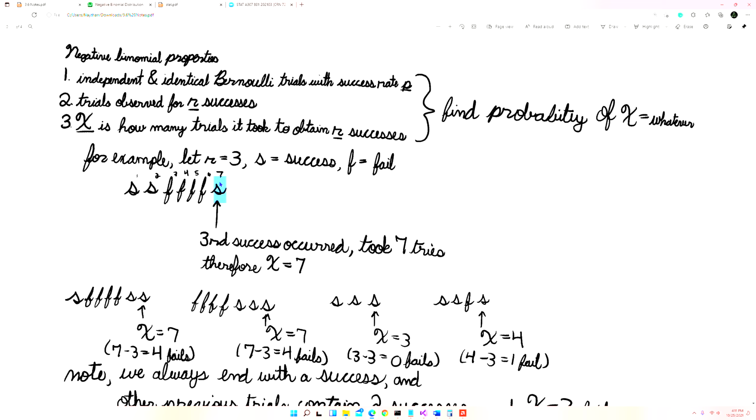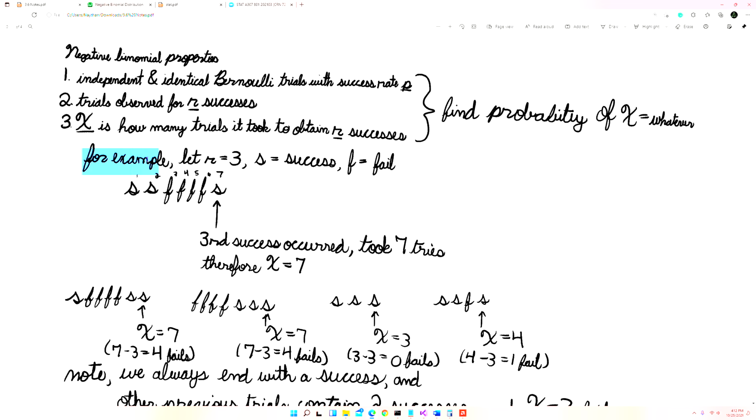That brings up a nice property of these types of distributions, and that is that the last trial is always going to be a success. So that's one thing that will help us calculate other stuff regarding them. Number 3 is the x variable, and that is how many trials it takes to obtain our successes. For this, obviously that is 7. We tried 7 times to get that third success.